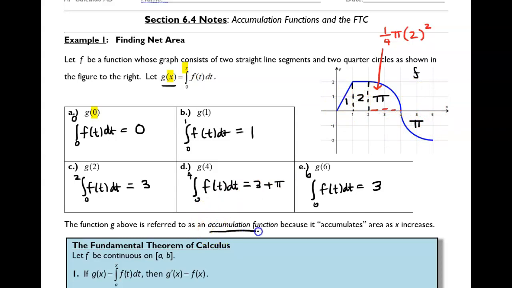And so this is called an accumulation function because it accumulates area as x increases. You've probably heard accumulation a lot, like snow accumulation. We add area on as time goes by, or add snow on as time goes by. Same idea with this area here.